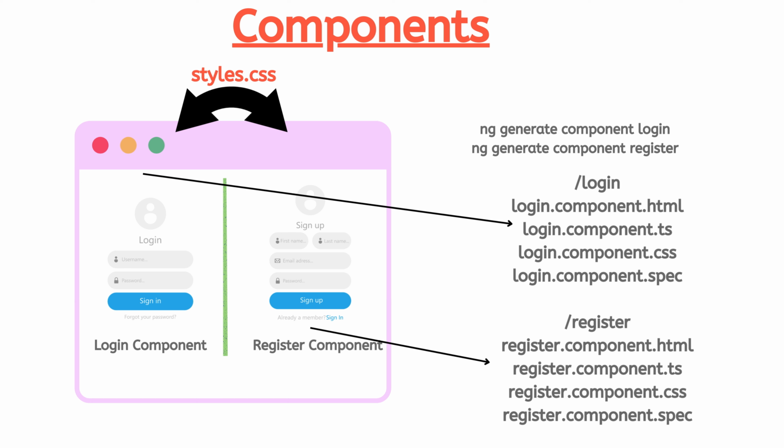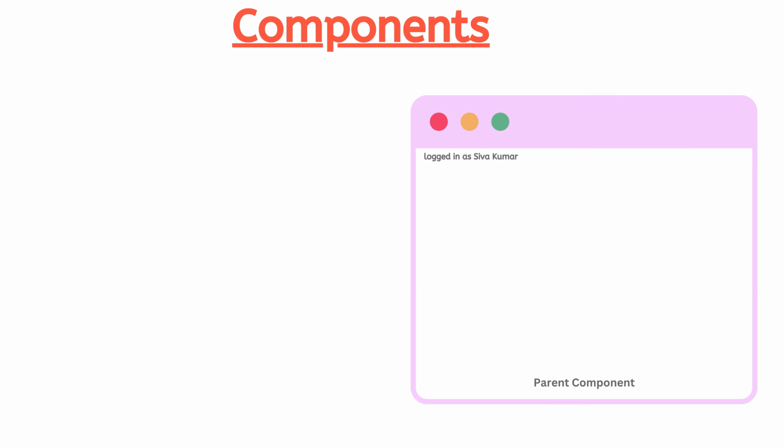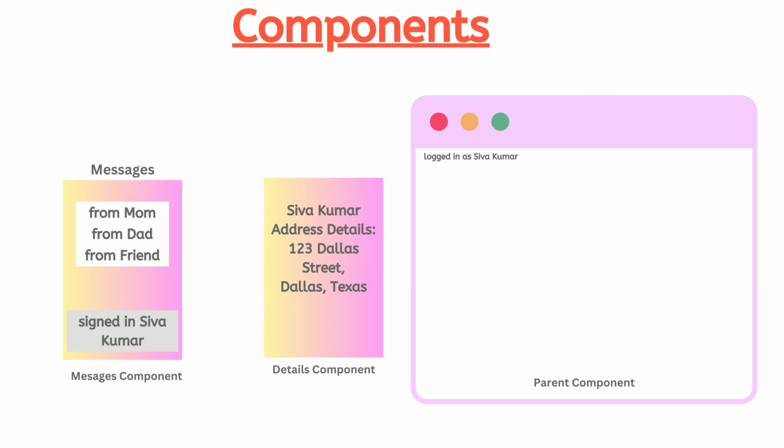If you see the register component also, it follows the same structure: ng generate component register, and it will generate the register folder with all the 4 files related to the register component. So in this page there are a login component and a register component. Components can have child components, and components can be independent as well. Right now, the login component and register component are both independent. There is no relation between these two.